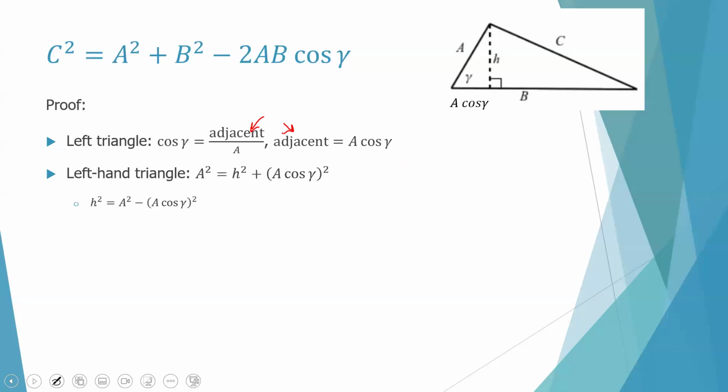So this is what I have. I clean up because I'm looking for my height. I want to set it equal to my height. Why do I want to set it equal to my height? Well, because my height is going to relate to the other triangle, because it's the same for both. So the right-hand triangle, that would be c squared is equal to my height squared plus b minus a cosine of gamma, squared.